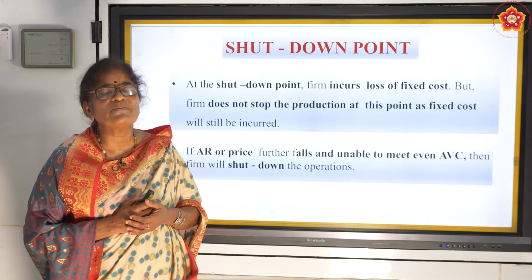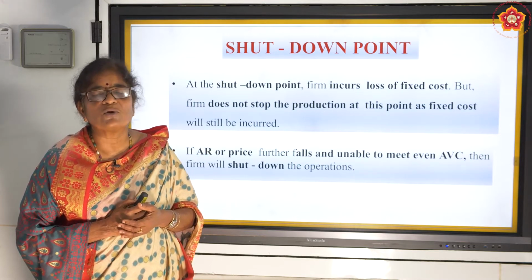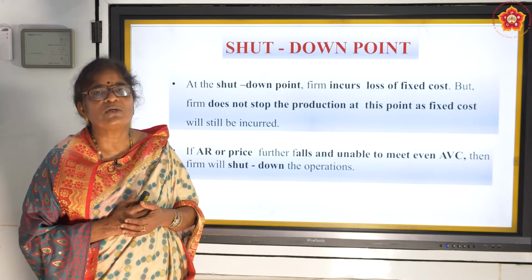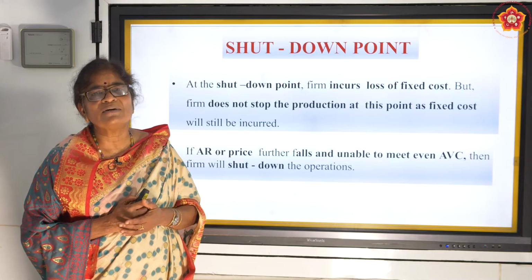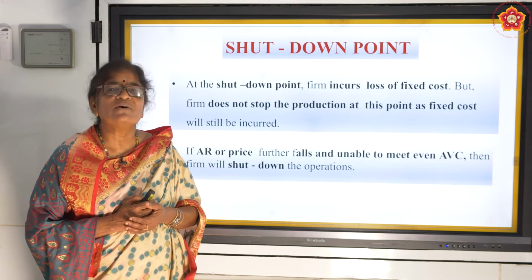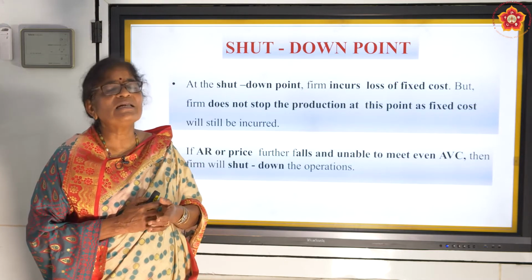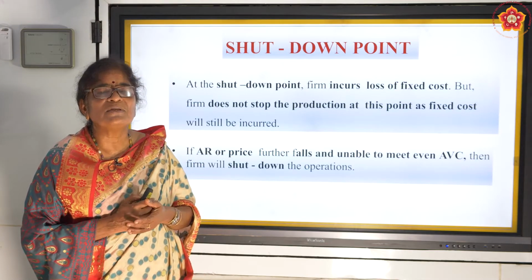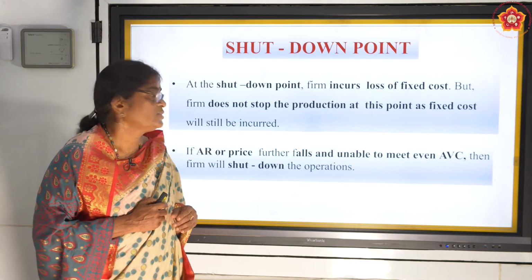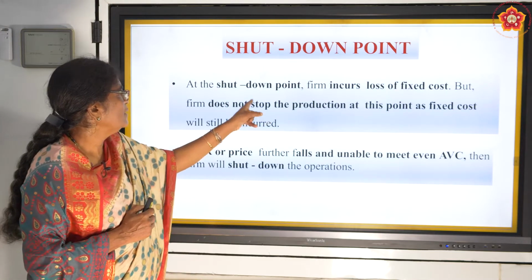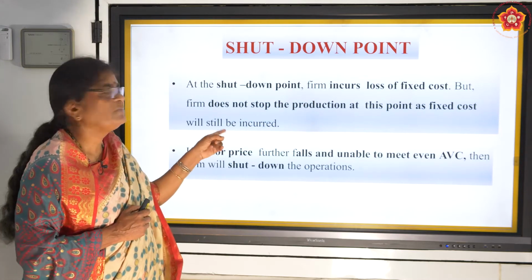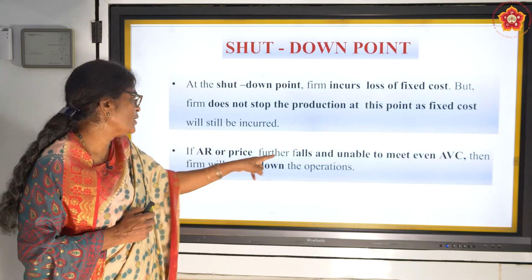Therefore, the firm does not keep in mind the loss of fixed cost. It will only concentrate on covering the variable cost. As long as the firm can cover the total variable cost with its revenue, or with the sale of its output, the firm will stay in the market. When it cannot cover even the variable cost, it closes the business. Therefore, it bears the loss of fixed cost but does not stop production at this point, as fixed cost will still be incurred, and AR or price falls further.